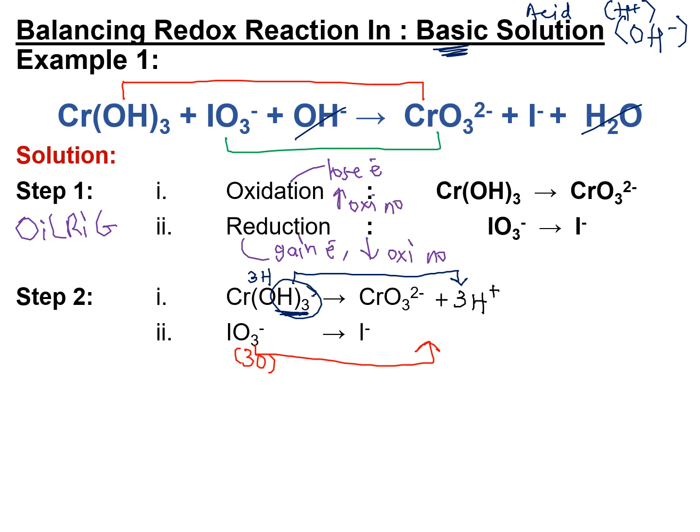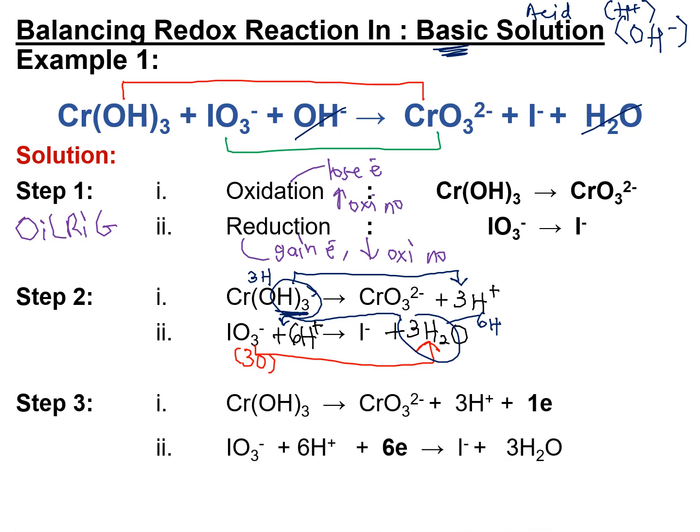Berapa H2O yang you kena add? You have to add 3 H2O. Okay, sebab you tambah H2O di bahagian produk, makanya ada pertambahan hidrogen. So, kalau nak balancekan hidrogen, you kena tambah H plus di bahagian reaktan. Berapa H plus yang you kena tambah? Okay, kat produk ni you ada 6 hidrogen, makanya you have to add 6 H plus di bahagian reaktan.